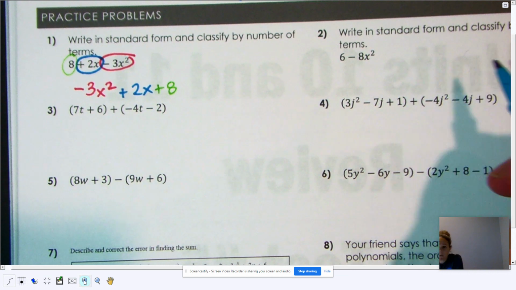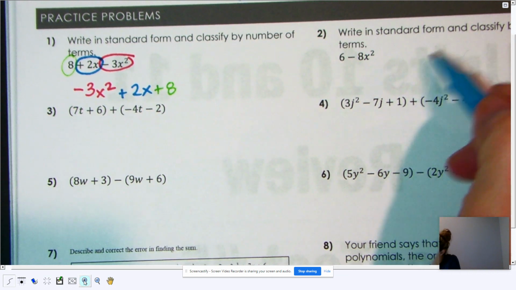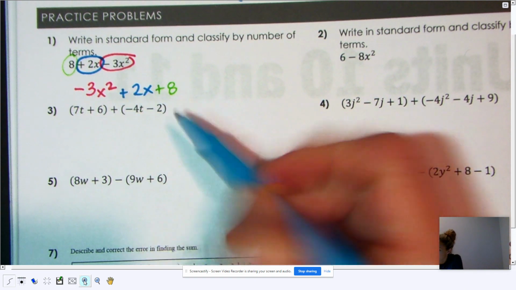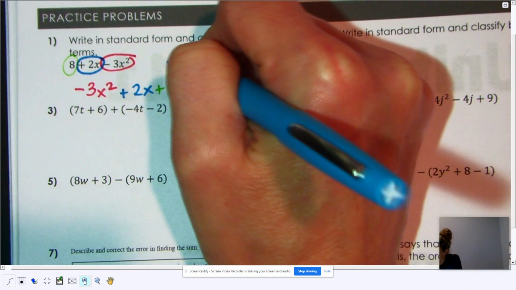Okay, so question number 2, we have write in standard form and I forgot to classify. So this is 1, 2, 3 terms. So this is a trinomial.